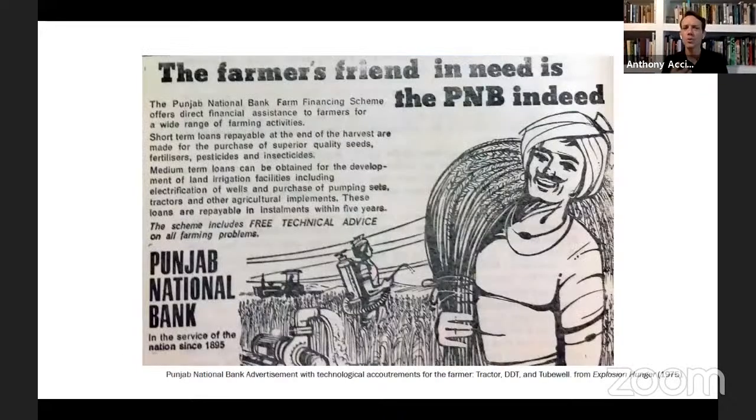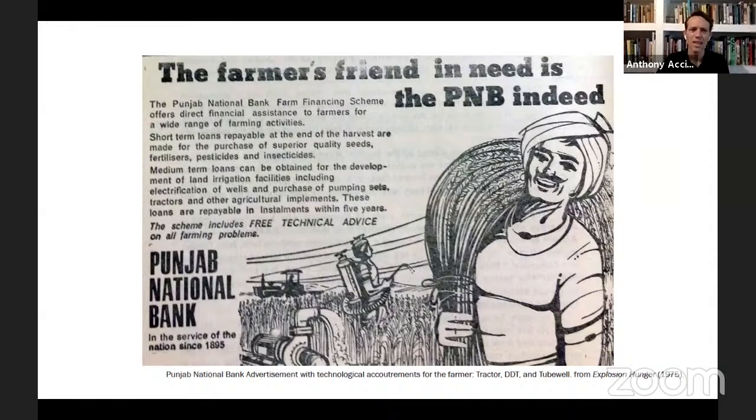And of course, we know that the tube well is so important to the Green Revolution, where here we see this advertisement from 1975 from the Punjab National Bank, the Punjabi farmer with the high yield variety wheat over his right shoulder. We see a tube well here, we see DDT being sprayed, and of course, tractors in the background.